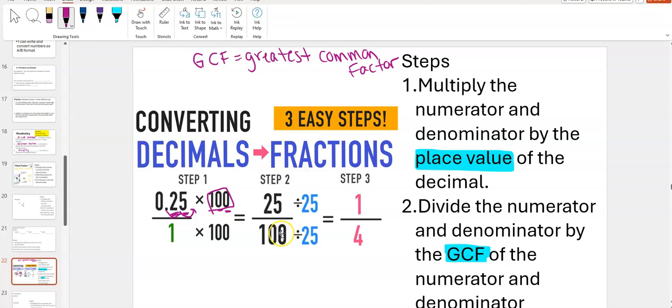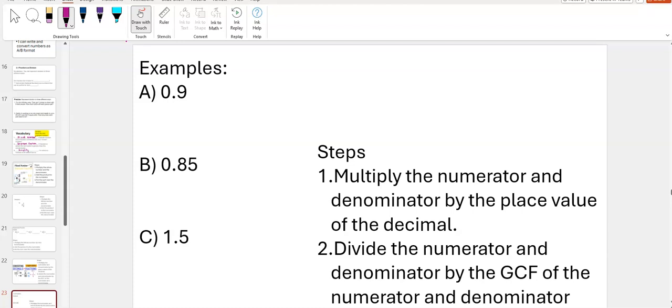So to find the GCF, we have to find a factor of 25 and 100 that goes into both and is the biggest number we can. So 25 is a factor of 25, and it is also a factor of 100. So when I divide, I get 1/4. We're going to practice this. All right, so follow along with me.